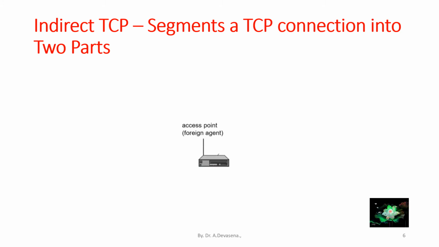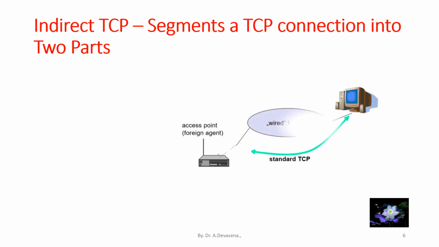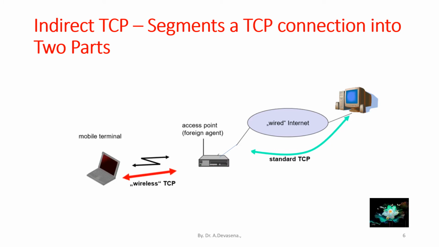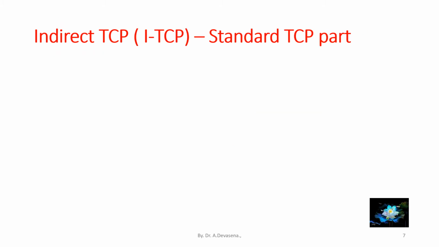This is the access point. This access point is connected to the standard TCP part as well as to the wireless TCP part. That is, the indirect TCP has two portions. One is the standard TCP portion and the another one is the wireless TCP portion. These two portions are linked through the access point, that is the foreign agent. This is represented here.